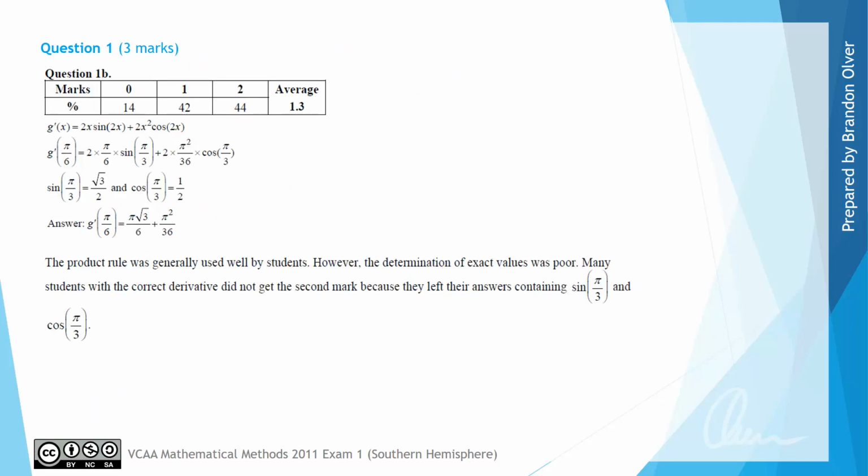From the examiner's report, we can see that 44% of students got this correct, with 42% of students making some progress on the question. The examiner goes on to say that the product rule was generally well used by students, however, determination of exact values was poor. Many students with the correct derivative did not get the second mark because they left the answers containing sine of pi on 3 and cos of pi on 3, rather than finding the exact values, which were root 3 on 2 and 1/2 respectively.